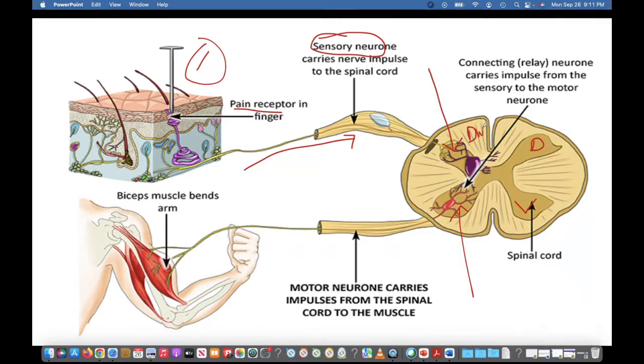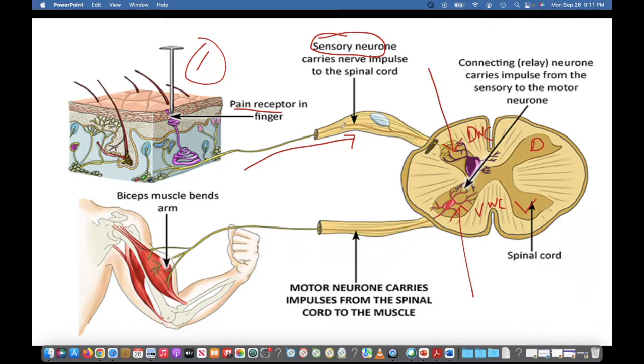In the white matter, we have dorsal white columns. That's white matter. And then in the front, we have ventral white columns. So you have dorsal horns and ventral horns. That's gray matter. And then you have dorsal columns or dorsal white columns and ventral columns or ventral white columns. That's myelinated.